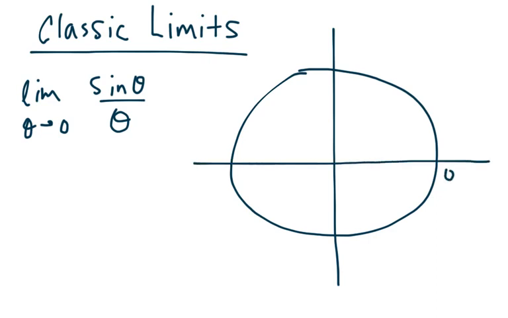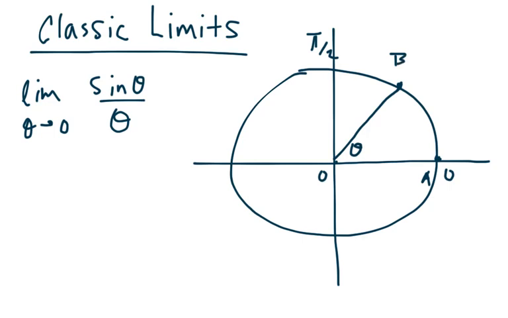Here's 0, here's pi over 2, here's the origin. I'm going to call this point here where the x-axis and the unit circle meet point A. I'm going to draw a line at some angle theta, okay? And it's intersecting the unit circle, we'll say, at some point B.